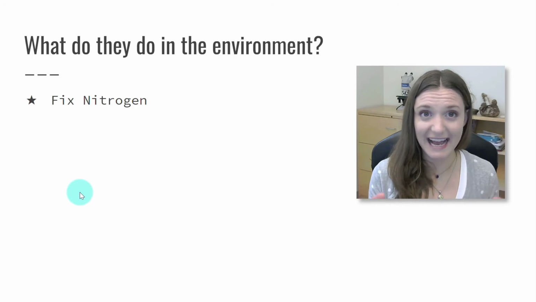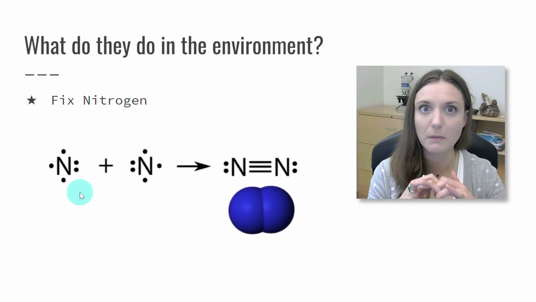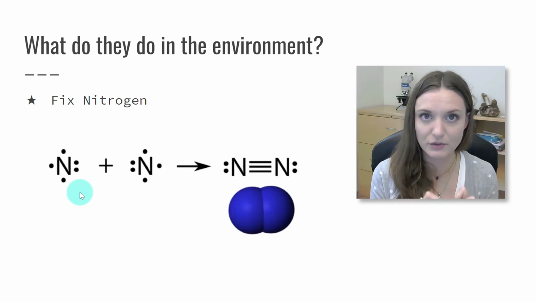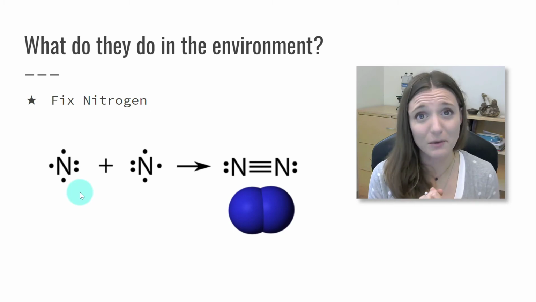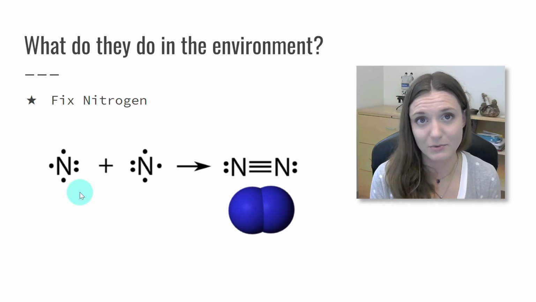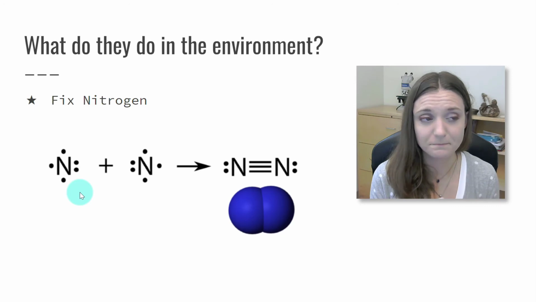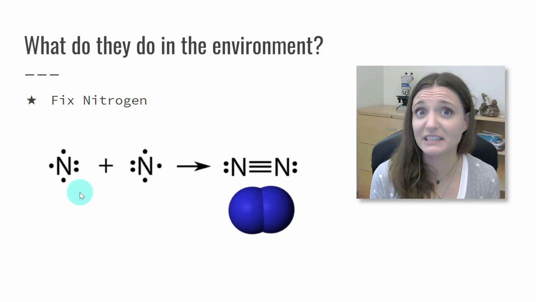So nitrogen gas, remember, nitrogen gas has 3 bonds between those 2 nitrogen atoms. That's rough. That's a hard bond to break. That's a really strong bond. And most living organisms cannot break up that triple bond between nitrogen. Okay? Some bacteria can, though.